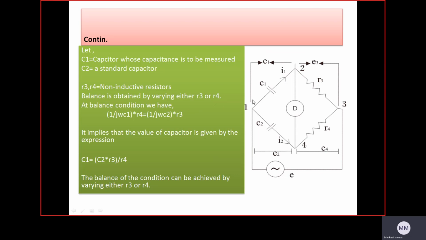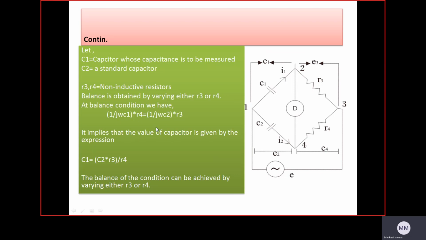At balance condition, we have Z1 multiplied by Z4 equal to Z2 multiplied by Z3. The impedance of capacitor 1 is 1 upon j omega C1, multiplied by R4, equal to the impedance of capacitor 2, 1 upon j omega C2, multiplied by R3. It implies that the value of the capacitor is given by the expression.